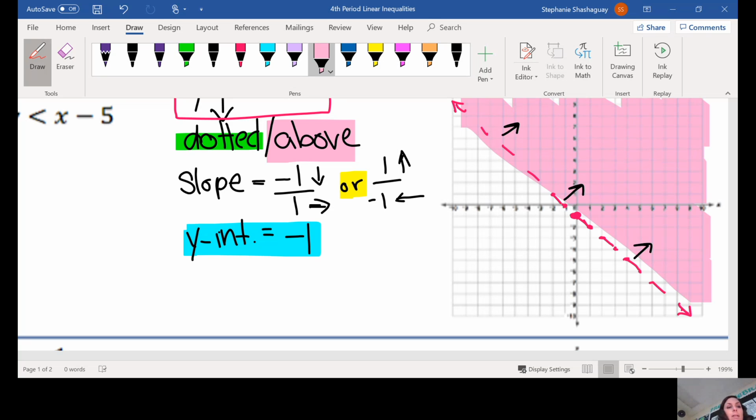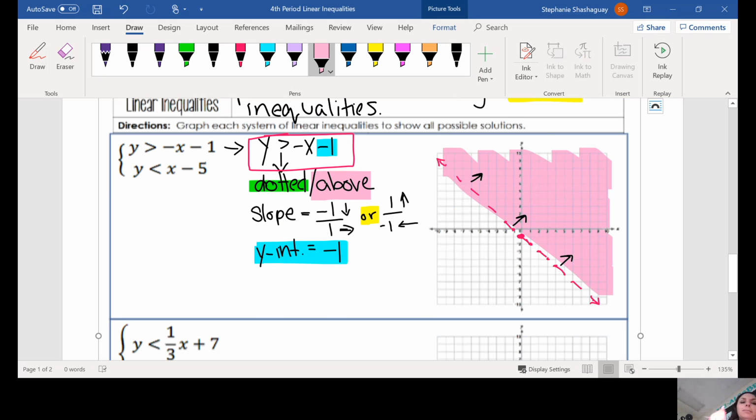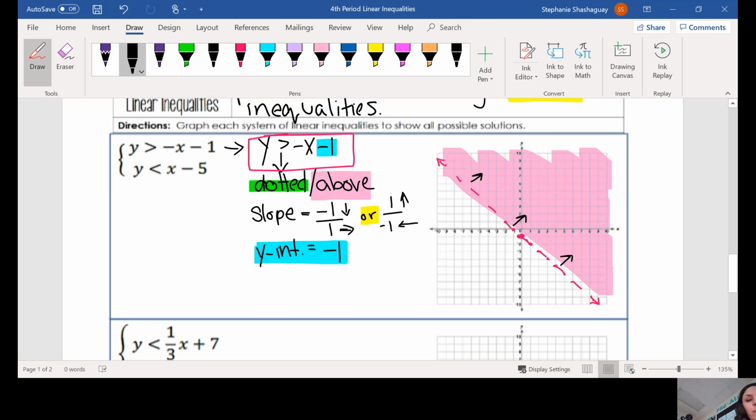All right, now let's start graphing our other linear inequality. Okay, so first we're going to look at the symbol, and the symbol is less than, and it's not equal, so it's also going to be a dotted line. But now, since it's less than, it's going to be shaded below the line. Okay, so it's going to be a dotted line shaded below.